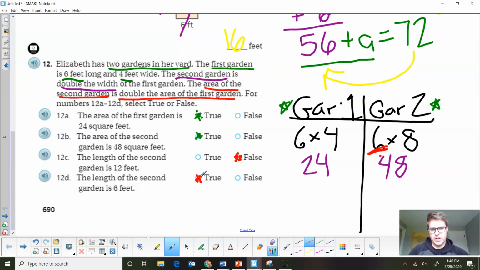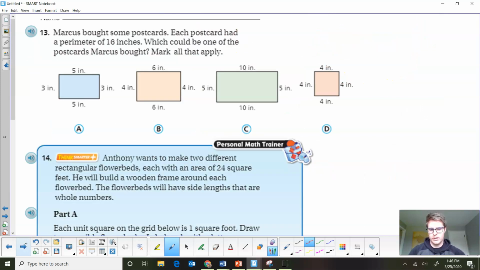All right. Talk about a tricky problem here. I hate when GoMath tries to stick their foot out and trip you. Let's move on to the next page. Marcus bought some postcards. Each one had a perimeter of 16 inches. That's important. Which could be one of the postcards Marcus bought. Mark all that apply. So if you see that, chances are there's more than one right answer, right? So let's find the perimeter of each one, and each one that equals 16 will fill in the bubble.